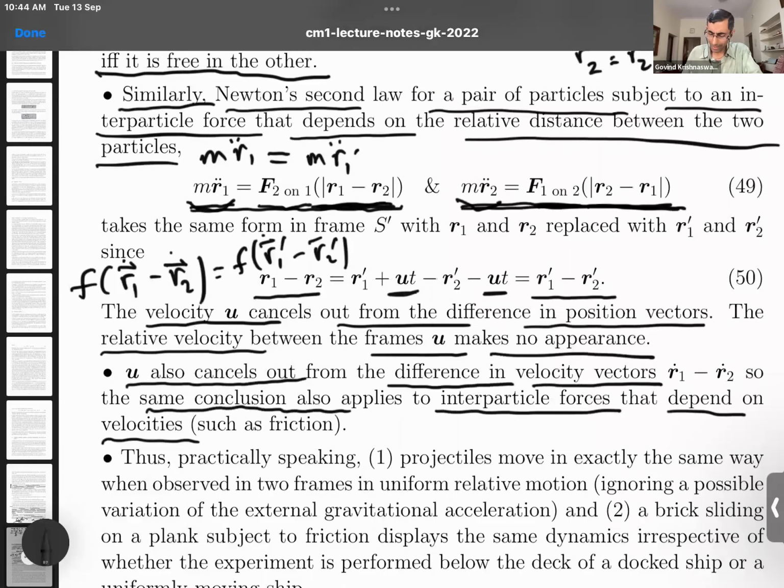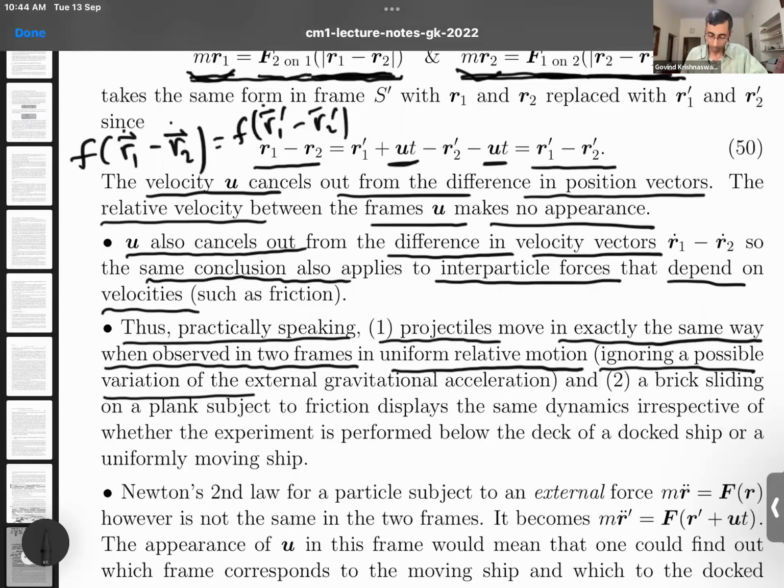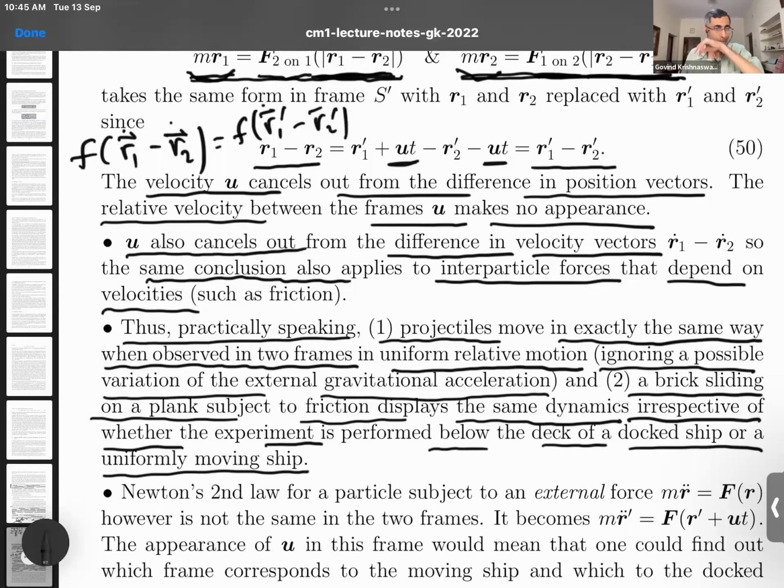So what is the practical consequence of these observations? Practically speaking, projectiles move in exactly the same way when observed in two frames in uniform relative motion, ignoring a possible variation of the external gravitational acceleration. We are not concerned with forces external to our lab. And similarly, a brick sliding on a plank subject to friction displays the same dynamics. It will take the same time to come down. It will accelerate in the same manner, irrespective of whether the experiment is performed below the deck of a docked ship or of a uniformly moving ship. This is what Galileo noticed, and his idea has now been encoded in Newton's second law.